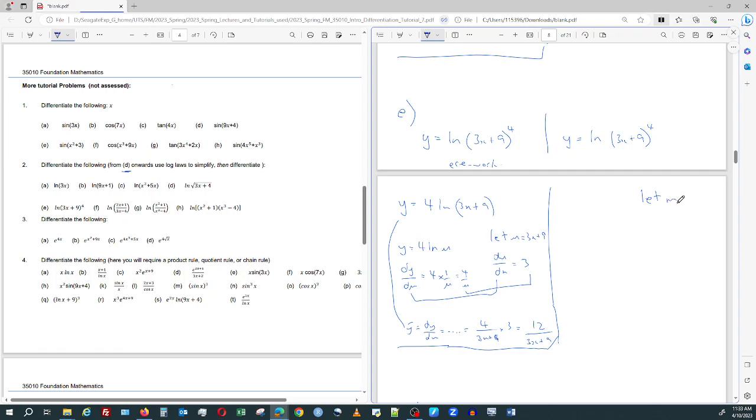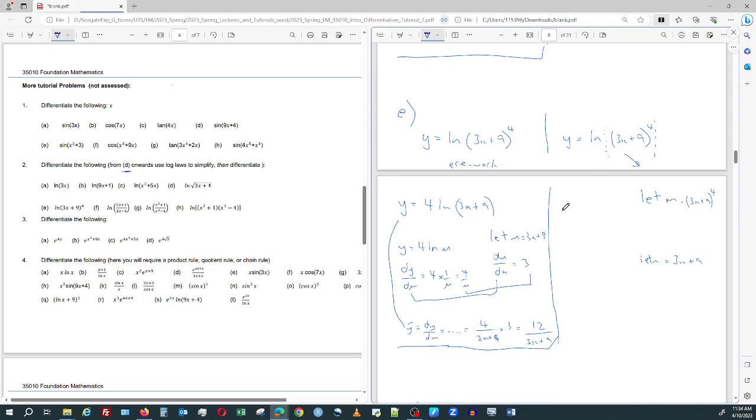Now I would have to let m because in a way what you're not seeing is the ln is taking into account a whole lot. So m would be equal to (3x plus 9) all to the power 4. But now we've still got a problem here because that's a chain still. So we would have to let n equal 3x plus 9. So we have a little bit of writing to do.